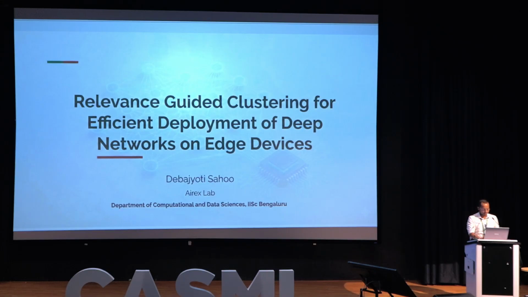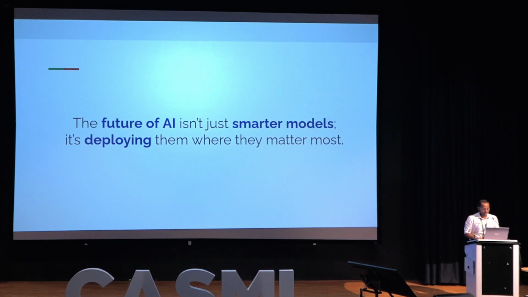So let's begin. I would like to begin with a simple line. The future of AI isn't just about building bigger and smarter models. It's also about deploying them where they matter most. Over the last decade, AI has grown incredibly fast. We kept making models bigger, deeper, and smarter, and that progress has been amazing. Today, we have large language models with billions of parameters, models that can answer questions, write essays, understand pictures, give us newly generated pictures, and solve very hard tasks with just a few short prompts.